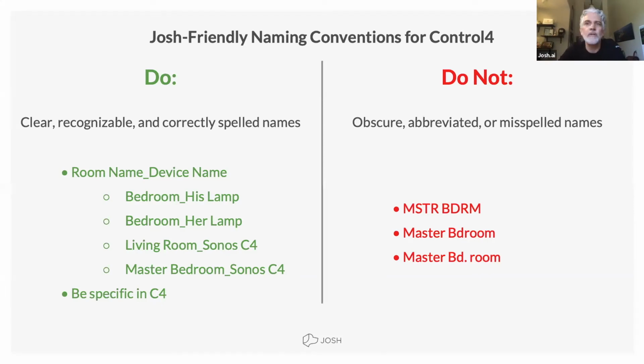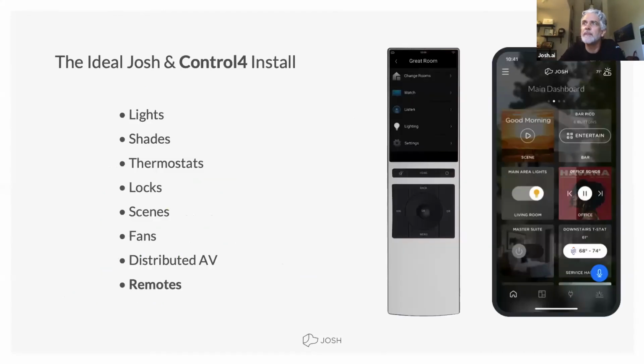So, if you have questions on that stuff, make sure that you get back to me. Again, the ideal Josh and Control4 install: lights, shades, thermostats, locks, scenes, fans, distributed AV and remotes. You can use handheld remotes, use our app, or also go into their app and go through those processes that way. But remember, learn how to flow within the environment of the technology.